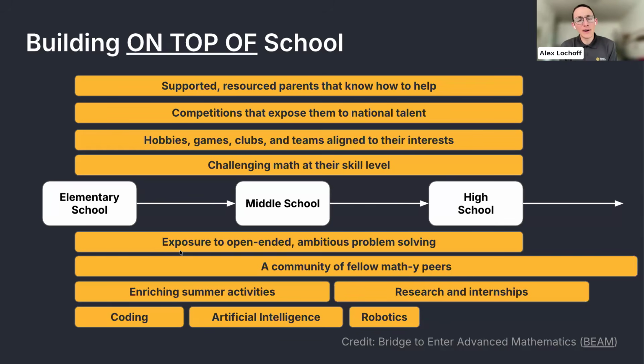They're often getting early and frequent exposure to open-ended, ambitious problem solving. They're finding communities of fellow mathy or mathematically inclined peers. They're spending their summer doing enriching science or math-related activities. They're finding other hobbies like coding, artificial intelligence, or robotics to pursue. They're finding hobbies, games, clubs, and teams they can participate with. Some of them are loving competitions. And of course, they're working with you as their parents to make sure they know what they could get access to.